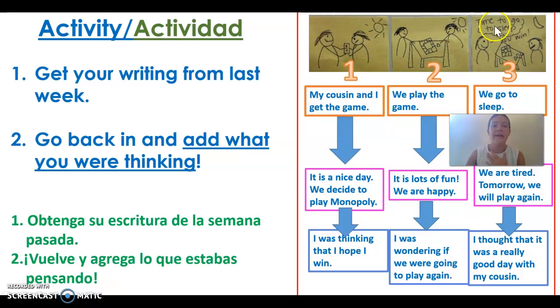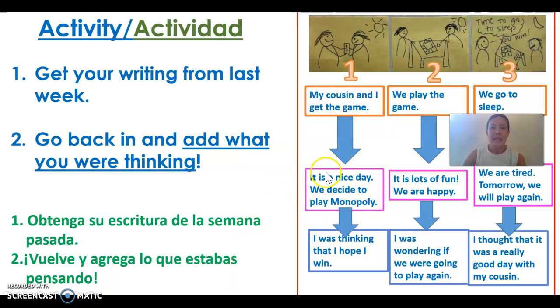I wrote about playing Monopoly with my cousin. This was where I drew my pictures, and then I wrote about what was happening in my pictures, and then I went back and I added details. I talked about the weather, I talked about how we were feeling. But today I went and I added what my characters were thinking. And since I was a character in my own story, I wrote what I was thinking.